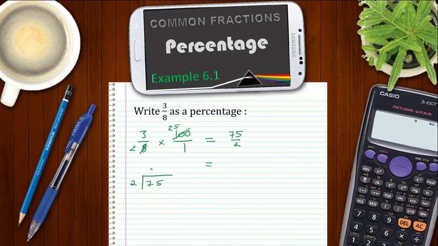2 goes into 7. 3 times 2 is 6. Then 1 is left, bring down, so 15. 2 goes into 15, 7 times. So 7 times 2 is 14, and then 1. So basically what we have here is 37 and 1 over 2, because here's your remainder. So you put your whole number here, and then the remainder over your divider. And this is now in percentage.